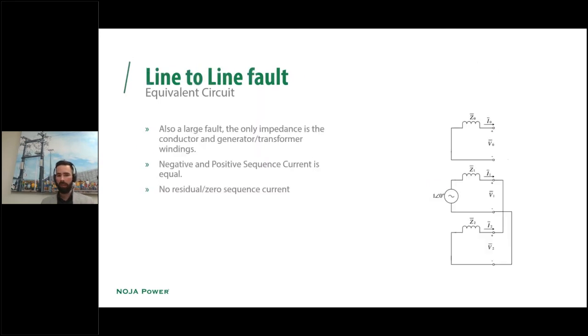But if we have a look at some of the other fault conditions, like a line-to-line, the line-to-line fault is also big because the only impedance is the conductor and the winding of the transformers up and to the point. But in this case, the negative sequence and the positive sequence current are equal, in theory, right? And because there is no earth path for this scenario, you're probably not going to get any zero sequence current in it. So it's interesting that under this fault scenario, you would get a pickup, provided that the pickup level was set low enough for both overcurrent and for negative phase sequence.